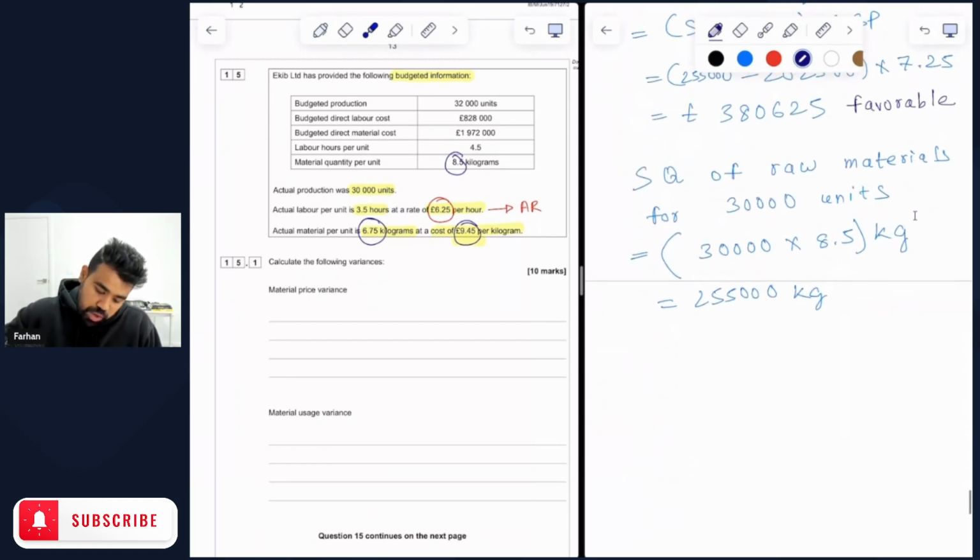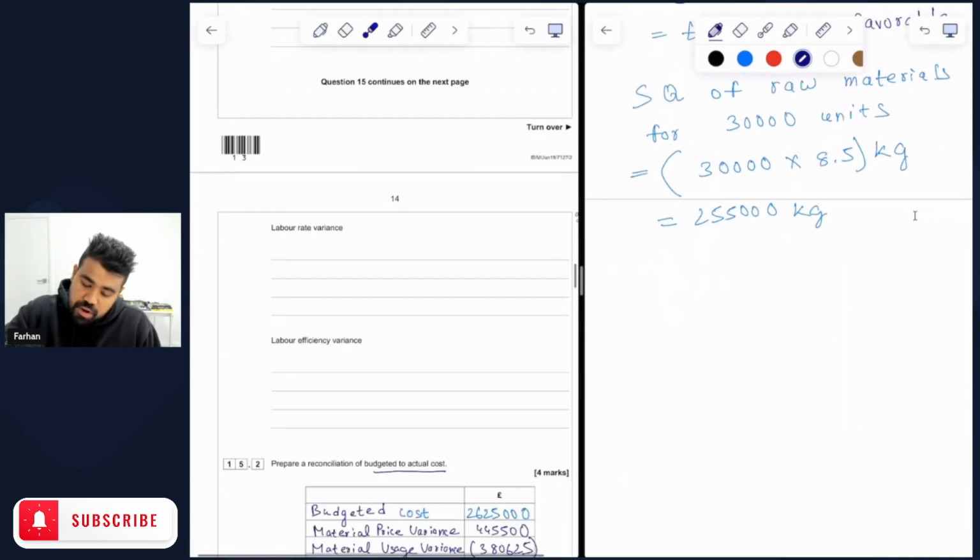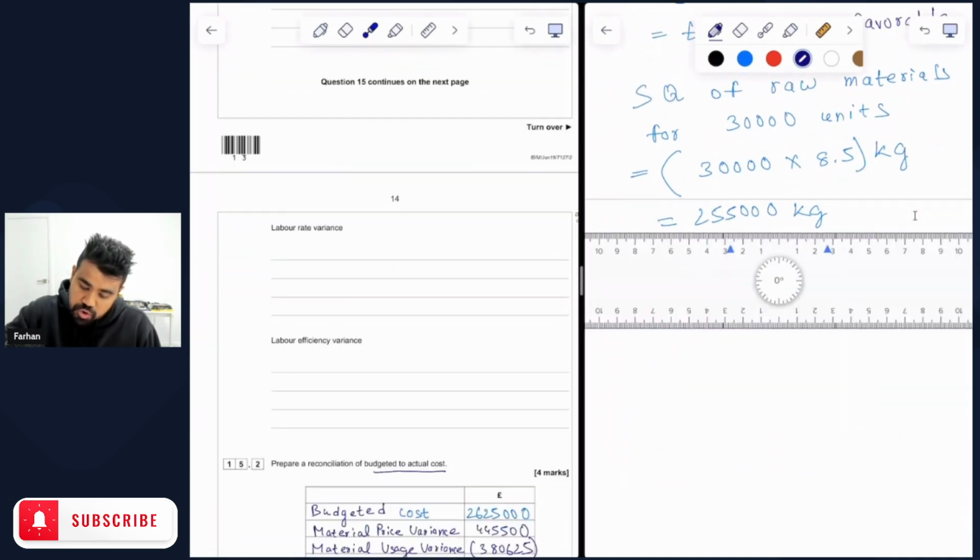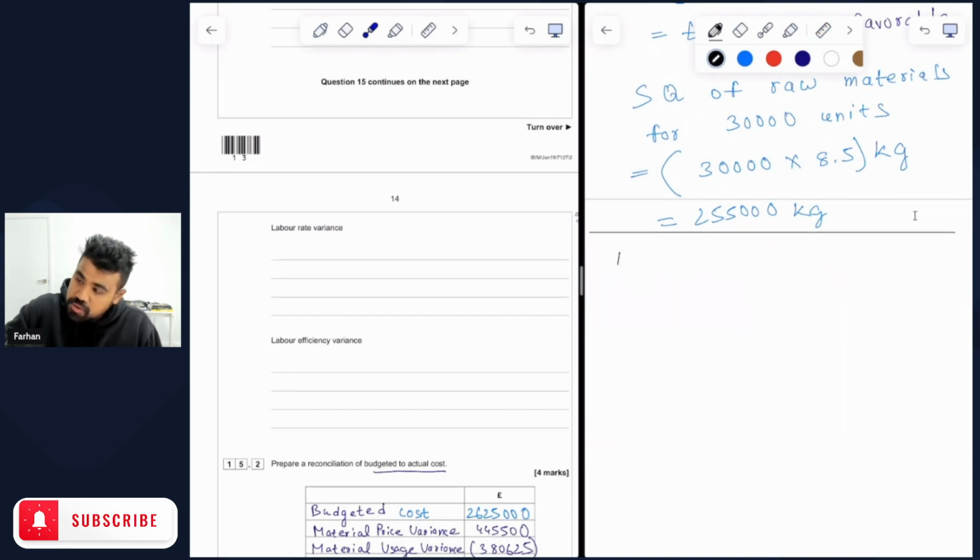Now the next thing we have to calculate is the labor rate variance. So let me just draw a line here to separate our workings. All right. So how can we find the labor rate variance? The labor rate variance is talking about the difference between the actual rate and the standard rate, and then multiplied by the actual hours. So I'm just going to write the formula here quickly. Labor rate variance equals actual rate minus standard rate times actual hours.